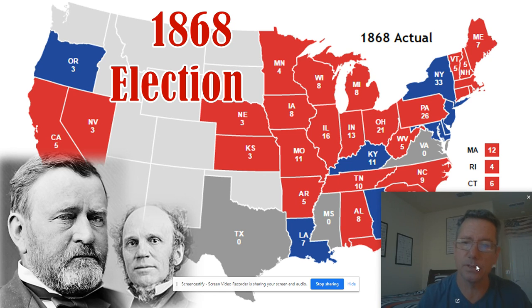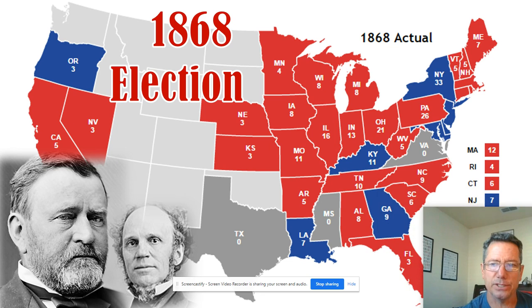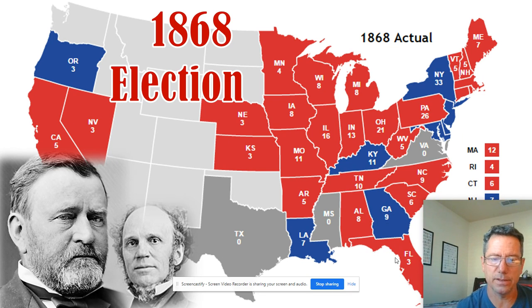So in the 1868 election, Grant is going to win, and he is going to start to basically rule, and he's going to do it fairly well. All things considered, he does a pretty good job. He tries to actually kind of fight the KKK, which he does fairly well.